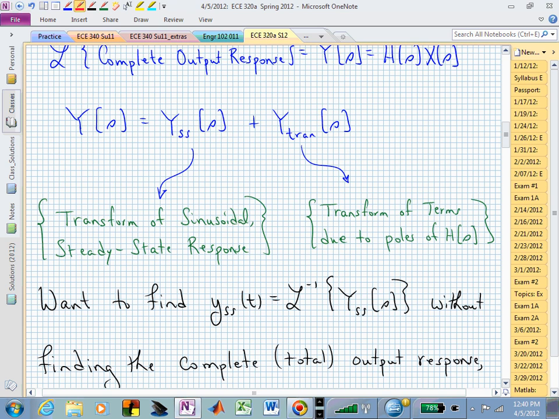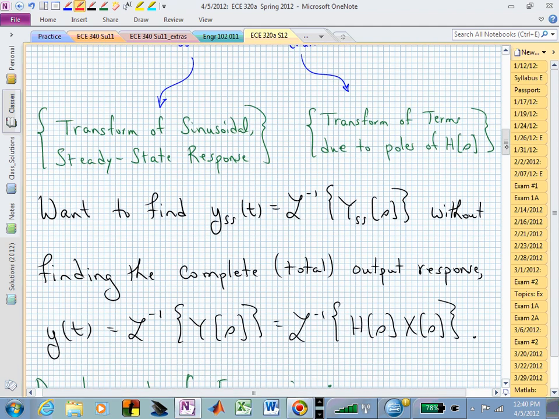All we are interested in at this point is finding this piece that's associated with the sinusoidal steady state. That's the only piece that we're worried about. And we want to do that without finding the total or the complete output response. We don't want to go ahead and find all of these partial fraction expansion coefficients in the product of H and X and inverse Laplace transform all of those. We want to just focus on the two that are associated with the complex poles at plus and minus j omega naught.